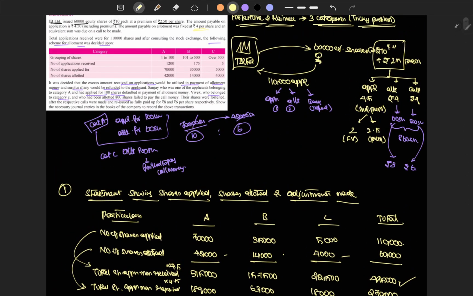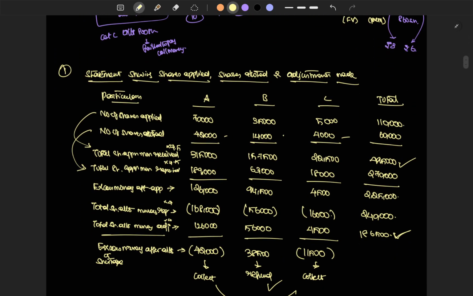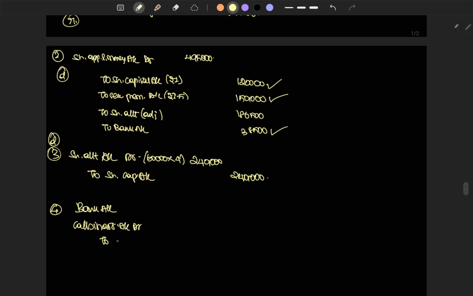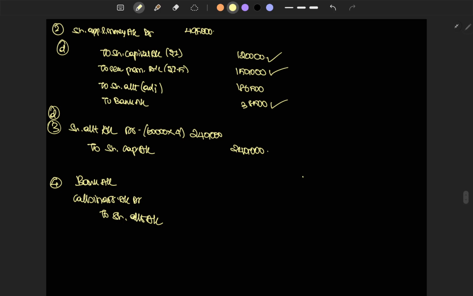there is one person called Sanjay who has defaulted for 60 shares. He actually applied for 100 shares, but he got only 60 shares. Those 60 shares have been defaulted. So that has to be recognized here as calls in arrears. Calls in arrears account, debit to share allotment account. So note, this is the working note for this entry, the fourth entry.